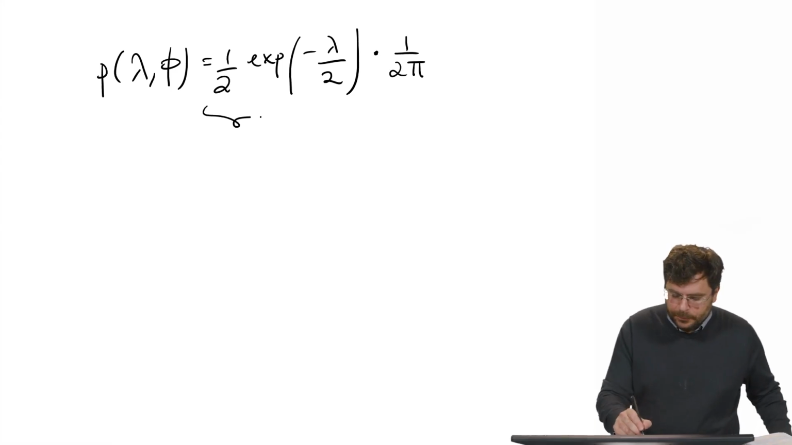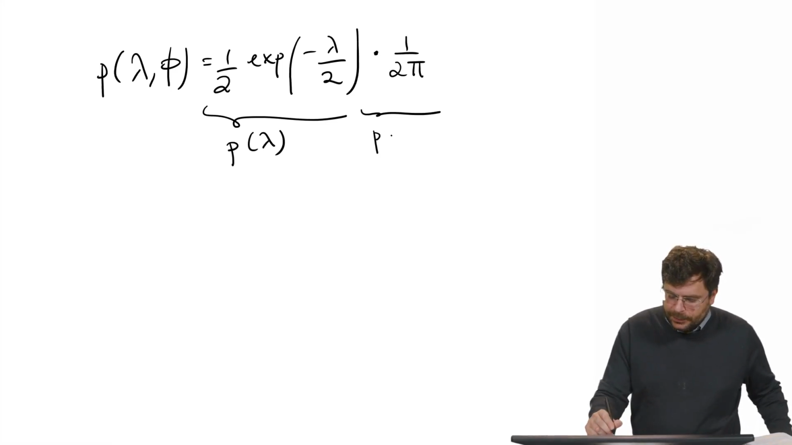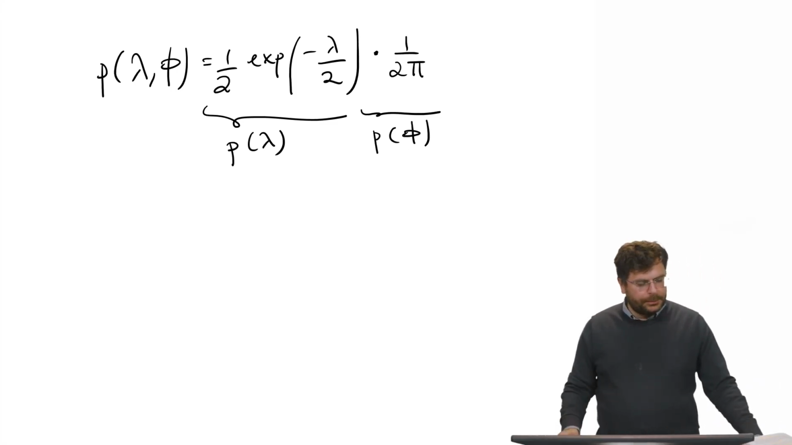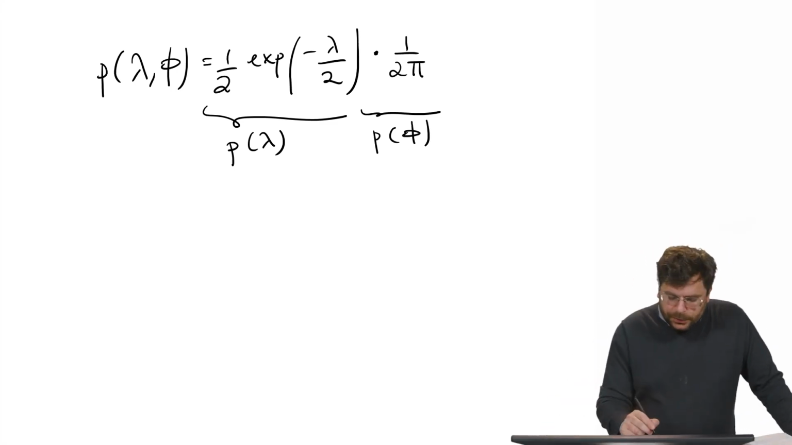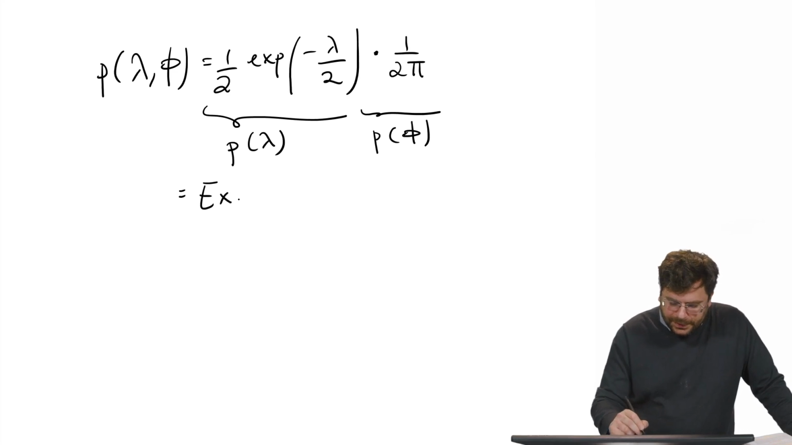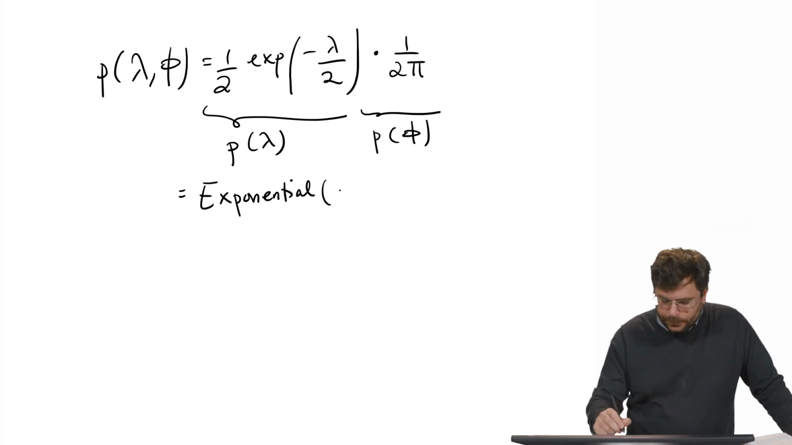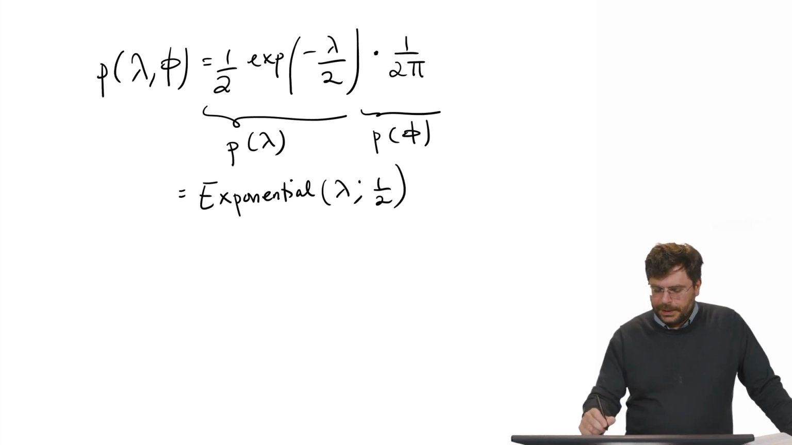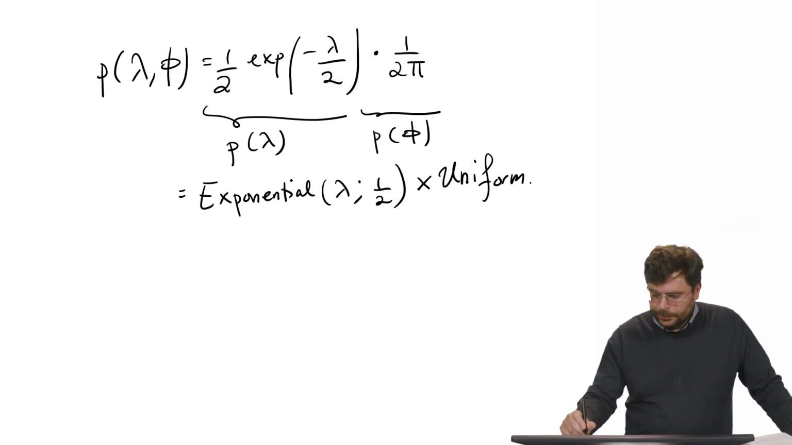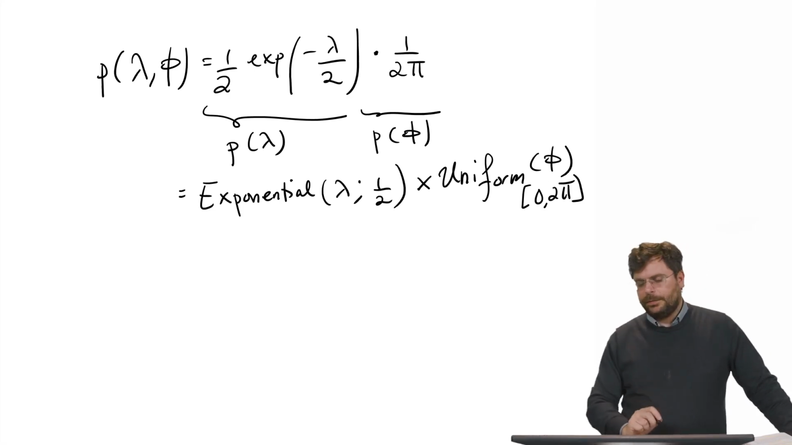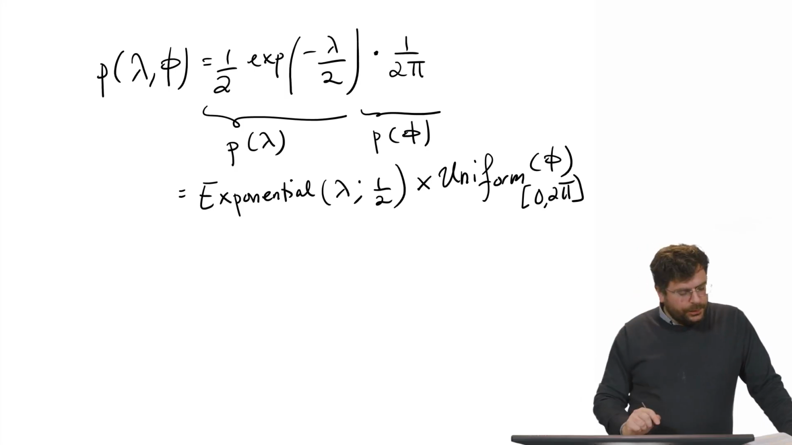Well, this is my distribution over lambda. This is my distribution over phi. So really what this is, is an exponential lambda with a parameter of 1/2 multiplied by a uniform distribution for the angle from 0 to 2 pi with my variable phi. So what is this telling us?